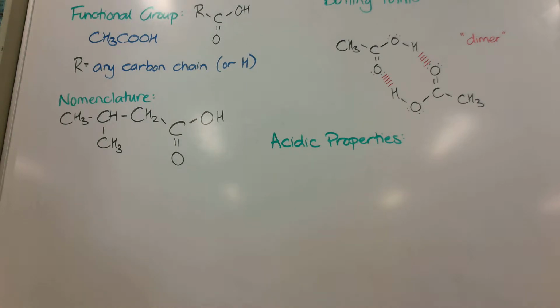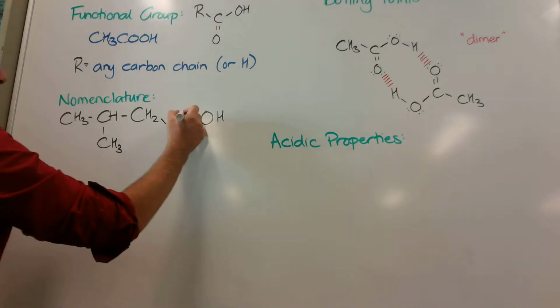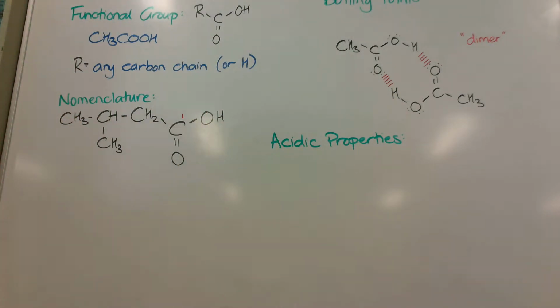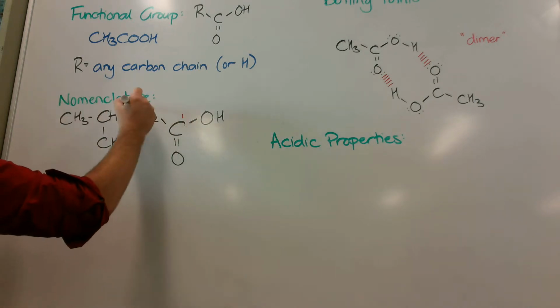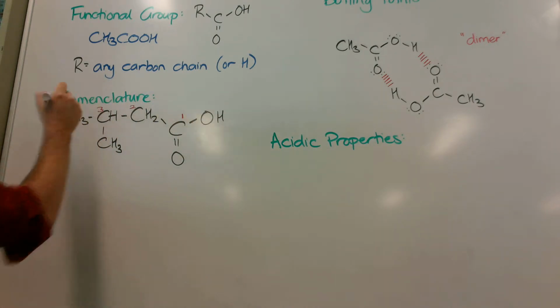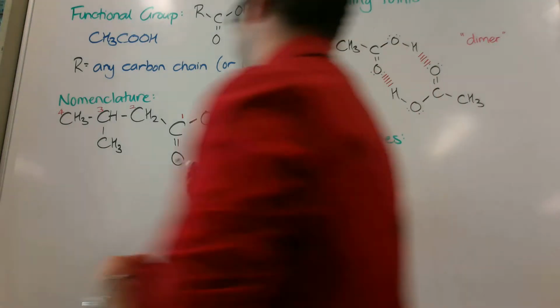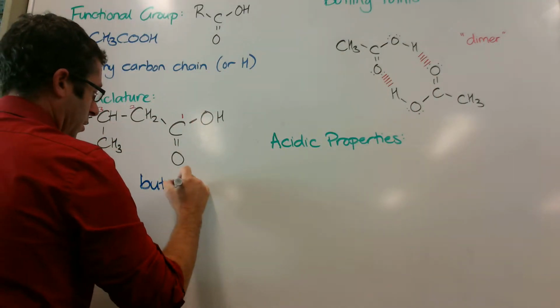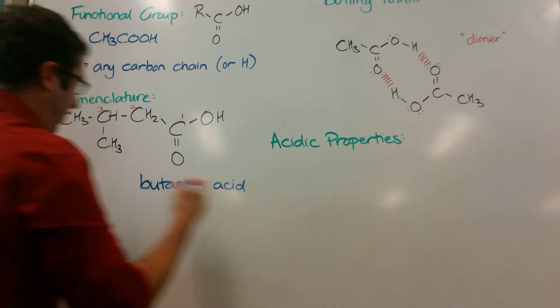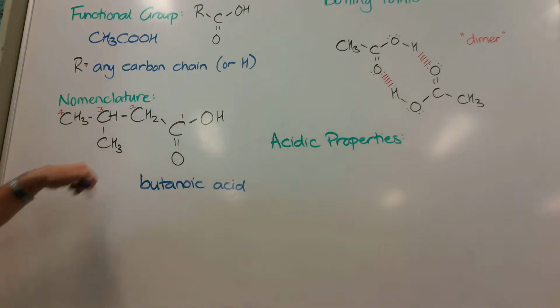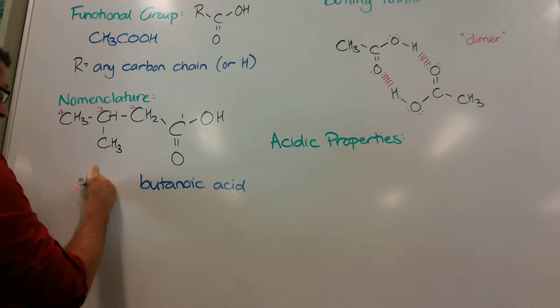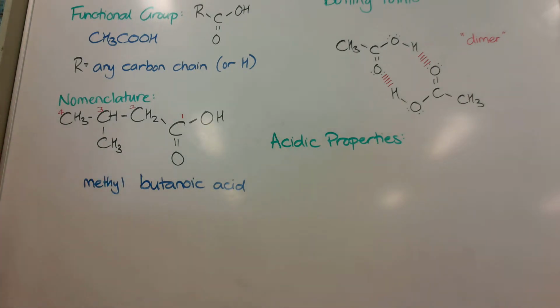For naming them, for the ones you're going to meet this year, you can very safely assume that it's on the number 1 carbon. And then find your largest carbon chain from there. So 1, 2, 3, 4. Alright, then you can look for any side chains and that sort of thing and number them appropriately. So I tend to name it backwards. I say it's 4, so it's butanoic acid. But then I've got this little side chain of 1 carbon. So now it's methyl butanoic acid. So an isomer of pentanoic acid, in other words.